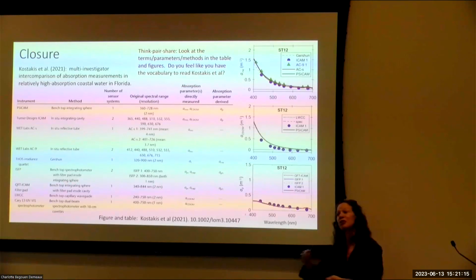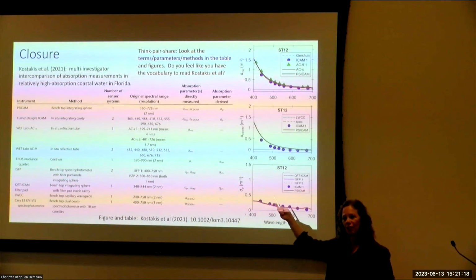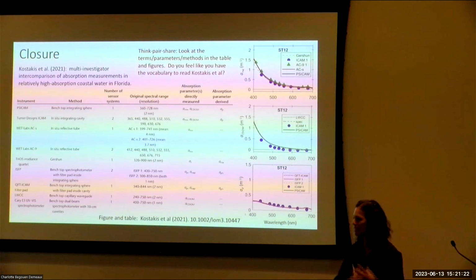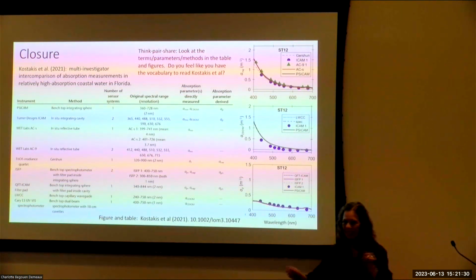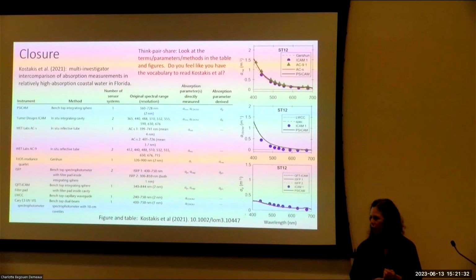But ask yourself, could you read this paper and follow it? Because it's an excellent example of intercomparison. There's lots of methodological details. If you're interested in absorption measurements, it's a good one to read. So you have the vocabulary now to read this paper. So take a minute and talk with one or two neighbors and see what you think.